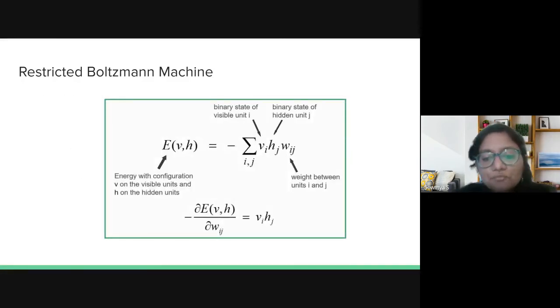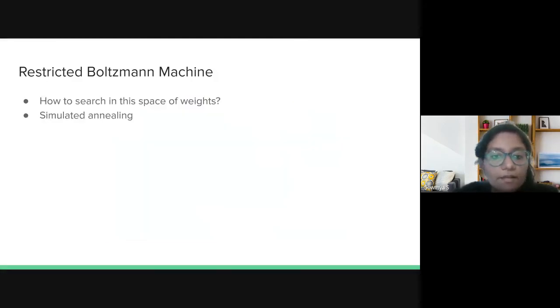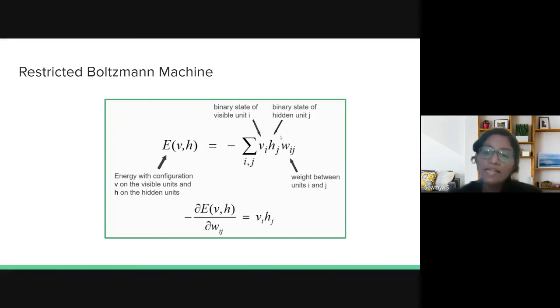So basically, in backpropagation, we reduce along the gradient of the error. Here we are reducing along the gradient of energy. So how do we search across this gradient? In backpropagation, we just updated the weights based on the error, and we went along that gradient. Now here, there is no error. We have this notion of energy. So what we're going to do is randomly search among weights.